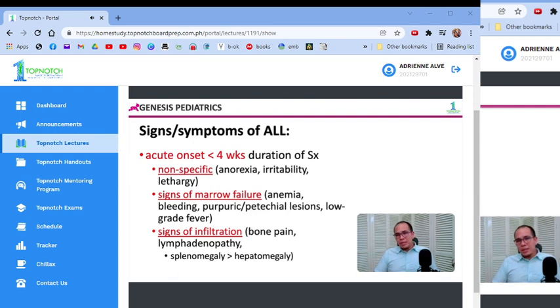So, both will present with pancytopenia. Okay, one quick way to distinguish them would be the signs of infiltration. Again, this is not, of course, 100%. Na pag walang signs, aplastic anemia. Pag may signs of infiltration, acute leukemia. No, of course, it's not like that.